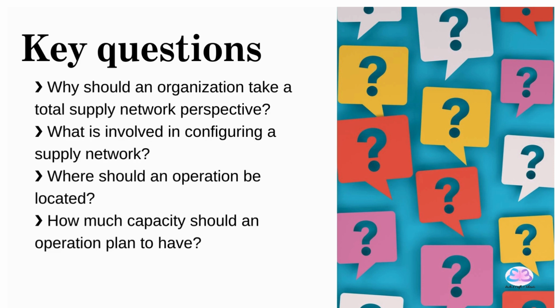Now, before diving into details, let's highlight the key questions we aim to answer. The first one is, why should an organization take a total supply network perspective? Second, what is involved in configuring a supply network? Third, where should an operation be located? Fourth, how much capacity should an operation plan to have? Now, these questions will guide our discussion on effective supply network design.